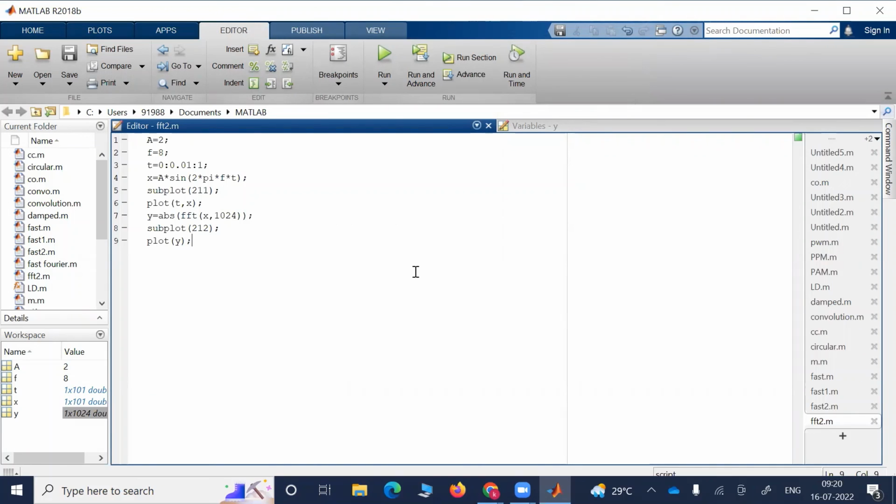I hope you all understood how to use the FFT function, why we have to prefer the absolute value of FFT of x, and what the importance of the n value is in FFT.